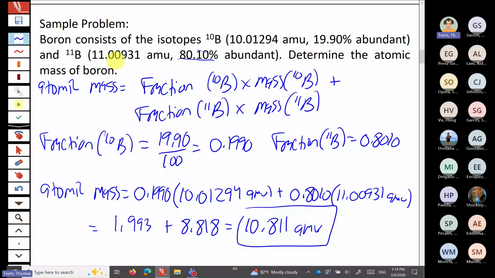And one other thing that sometimes comes up, in a less precise situation, we might just give you the mass number. We might just give you boron 10, boron 11, but not provide the individual isotope masses. In that case, you would have no choice but to assume that the mass of boron 10 is 10 AMU and the mass of boron 11 is 11 AMU, which is not exact, but in many cases close enough. So just be aware there's some slight variations that can come up, but it's really this relationship that dictates all of it.